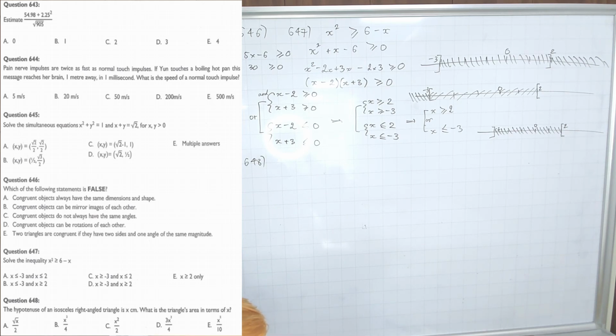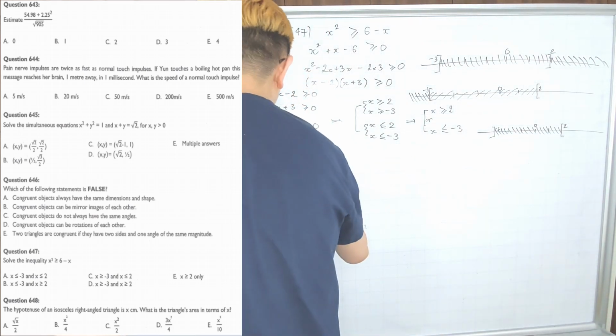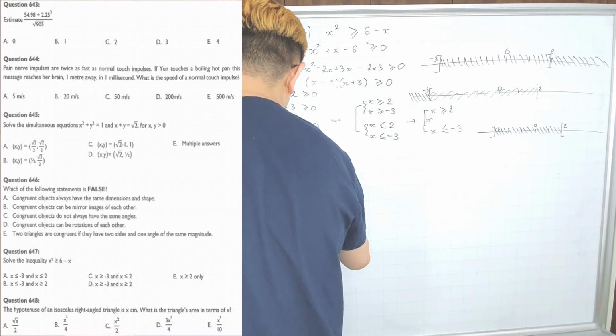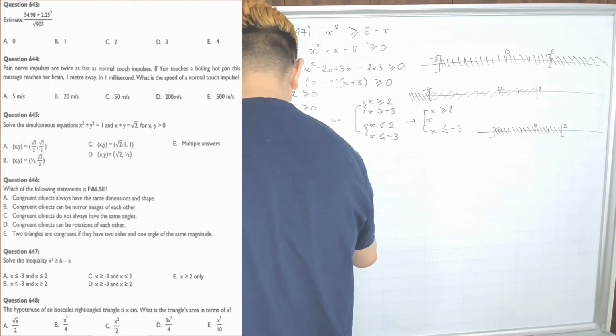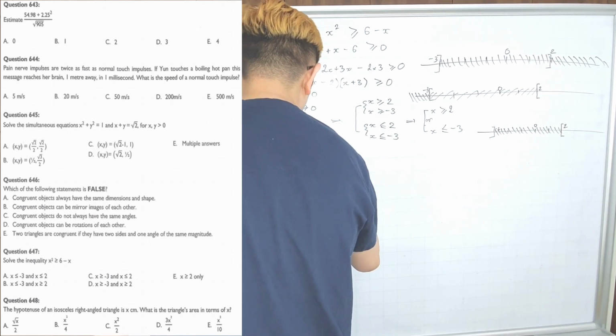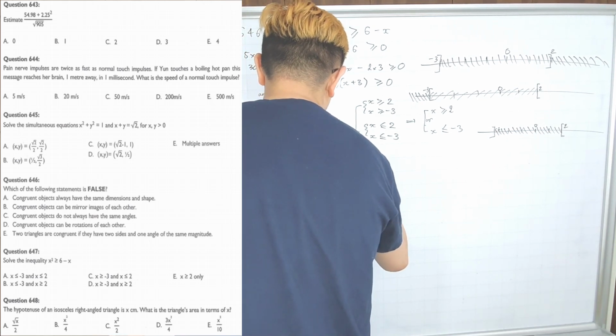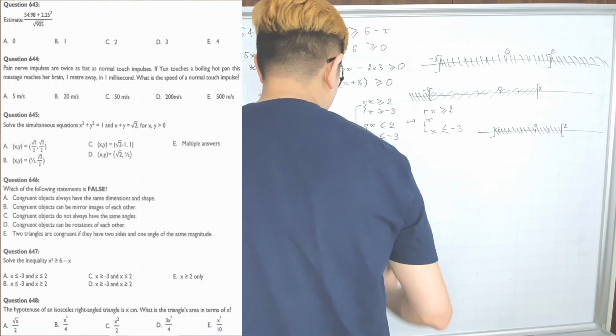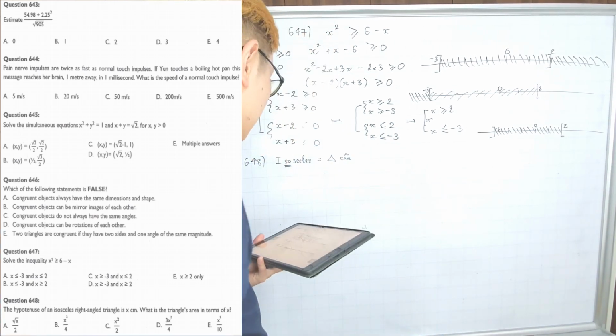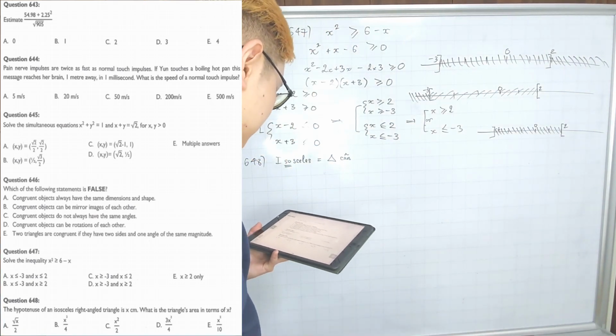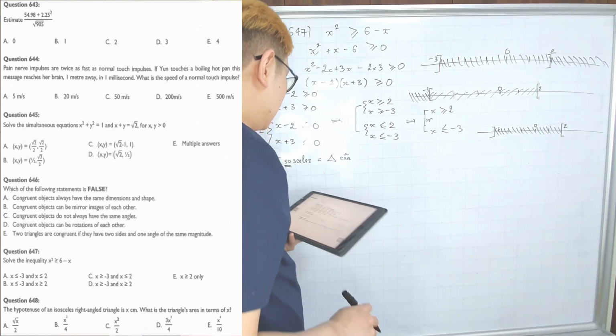The hypotenuse of an isosceles right-angled triangle. Okay, some terms to know. Isosceles means tam giác cân. Isosceles triangle, tam giác cân.